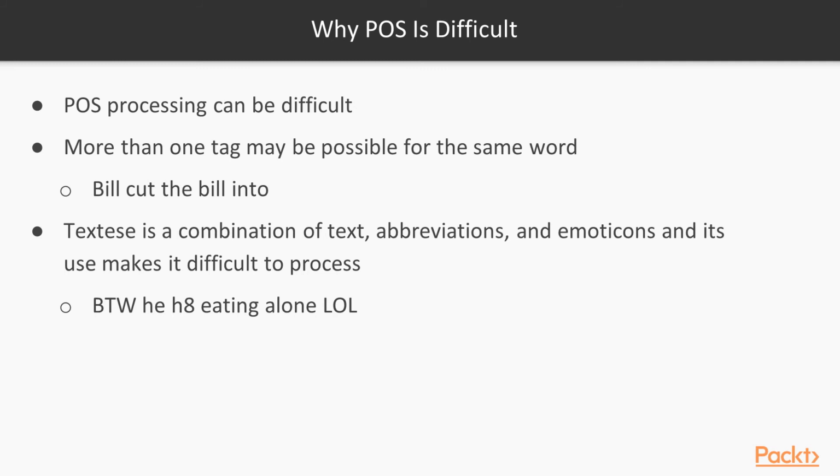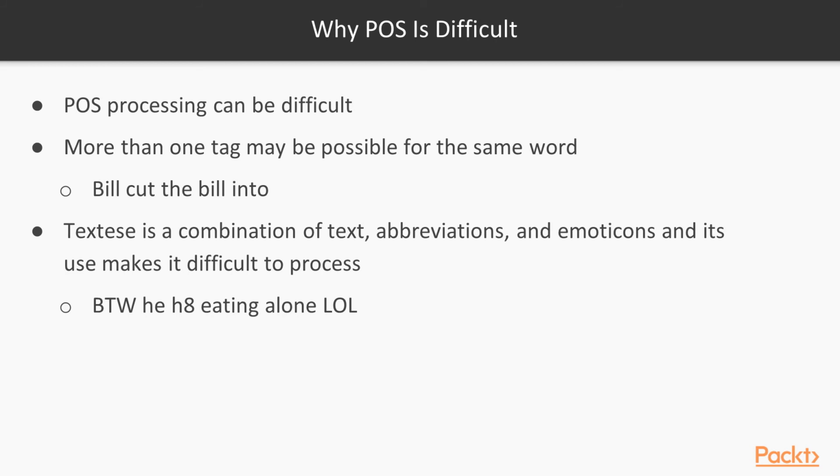Another thing that makes POS tagging more difficult nowadays is that we see a lot of text messaging occurring. Inside the text message, we often see textese. Textese is nothing more than a combination of text abbreviations and emoticons. In the following text, BTW he ate alone LOL can be interpreted as: by the way, he ate alone, laugh out loud. So in this case, we have some perhaps unusual abbreviations being used. These abbreviations can quickly change over time.